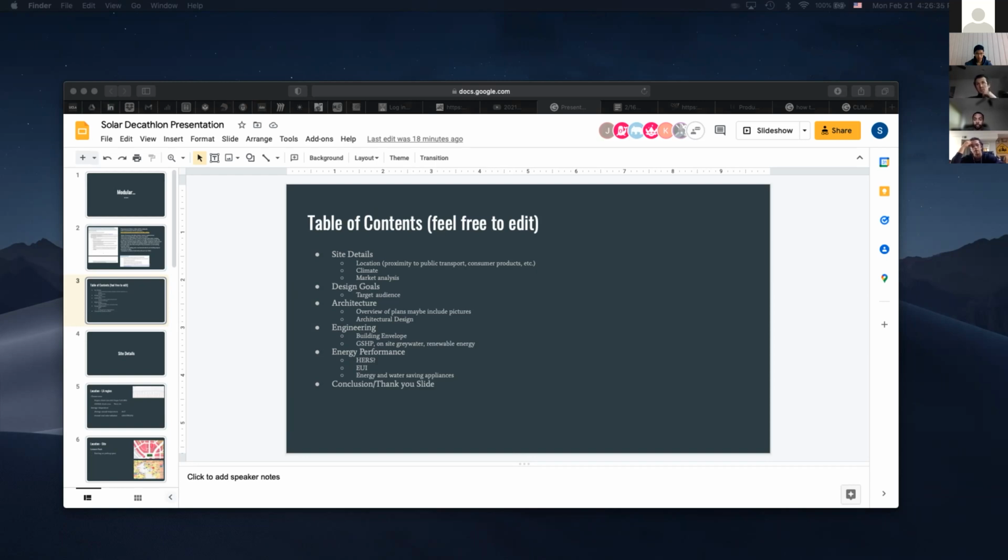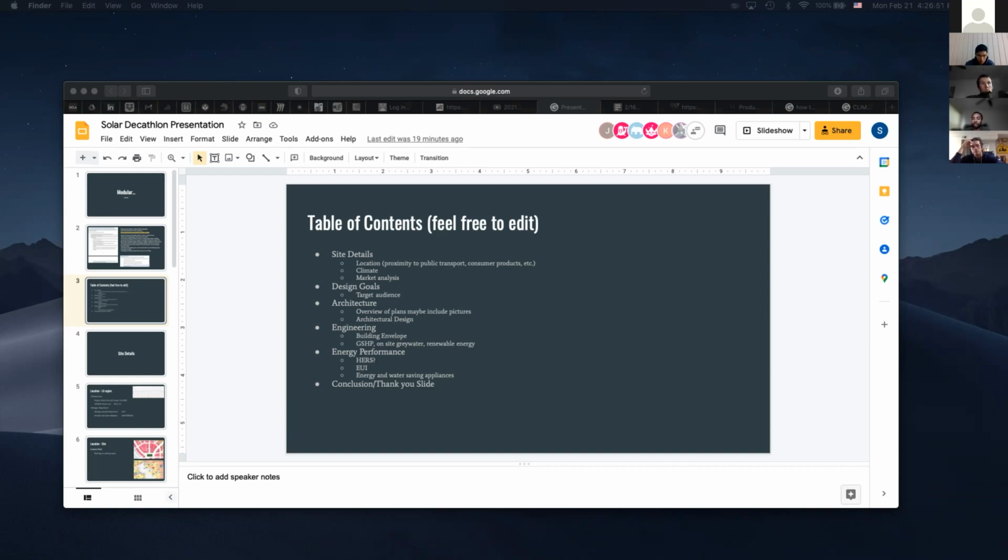What do you think of that? And everyone else, feel free to chime in on this as well, because the detailed inputs would be required for us to get an actual HERS score, which is a requirement.